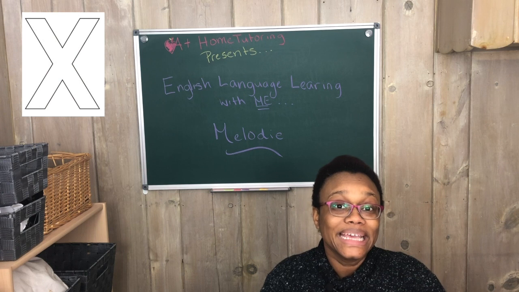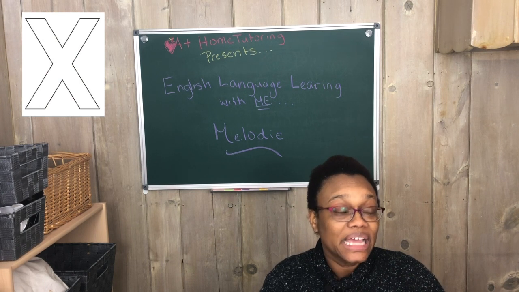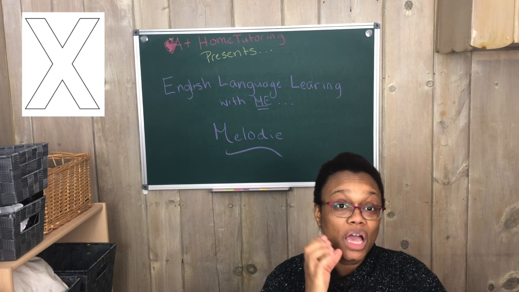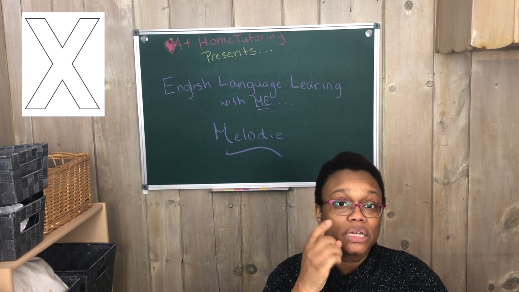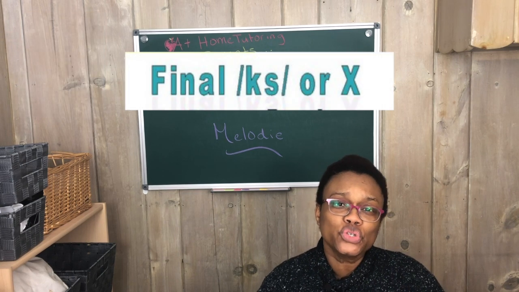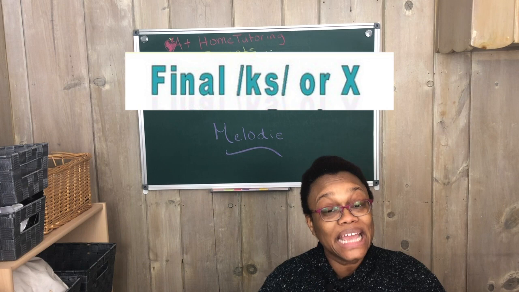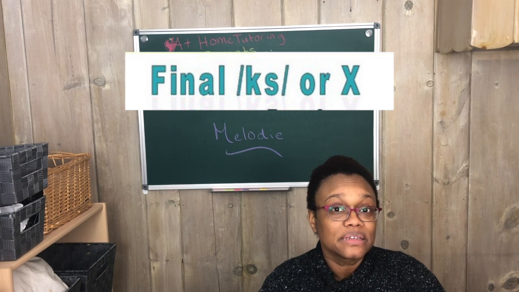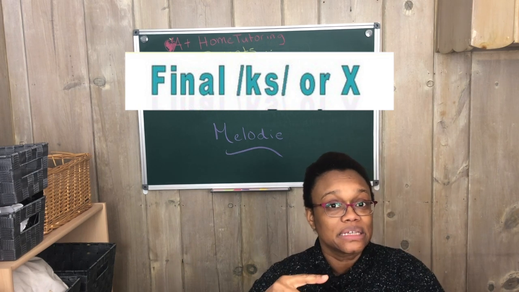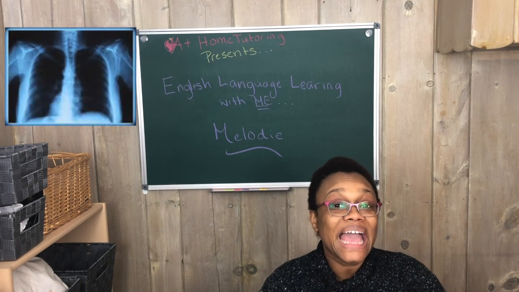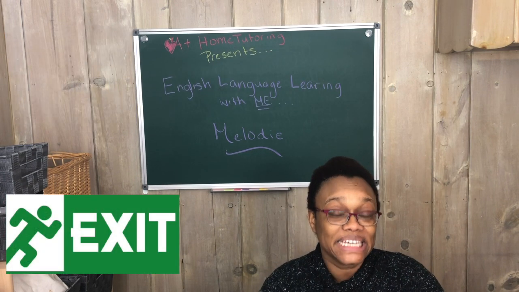The next letter is the letter X. X. The letter X makes the ks, ks sound. So it's similar to producing a K and an S sound together. Ks, ks, ks, ks. For example, X-ray, exit, six.